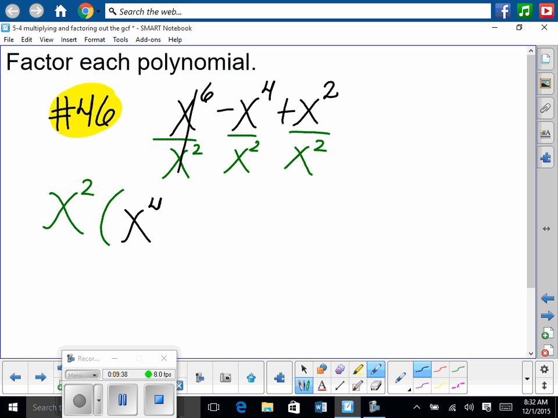Good, x to the 4th. And the next term, negative x to the 4th divided by x squared. So it's going to be negative. Good, negative x squared. You're absolutely right. And then it's a positive, so it's going to be plus, and then x squared divided by x squared is 1. I like that you said 1. Now you write the 1 in there. If you didn't, you'd be putting a 0, which isn't true.